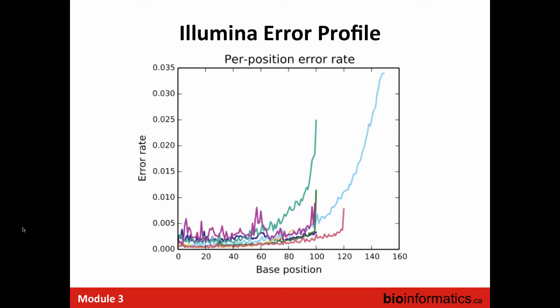When you said towards the end of the read, you said it's towards the three prime end. So what about the reverse one? Are the reads at the beginning more prone to mistakes, or towards the five prime? It's always towards the three prime end.